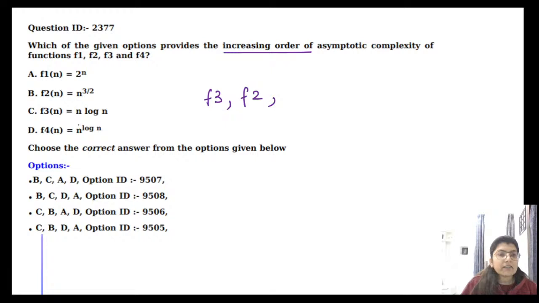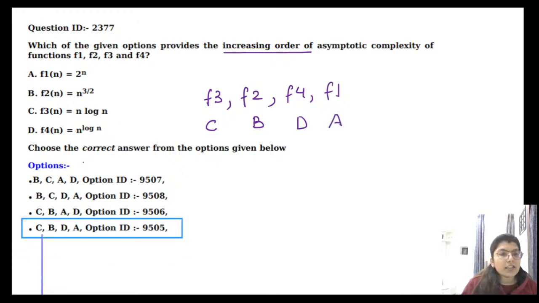में, ठीक है. Then we have either 2 raised to power n or n raised to power log n. So definitely it will be f4 and the last one will be f1. So it is C, B, D and A. So the correct answer is option number 4, C, B, D and A. Okay everyone, all those who said any other answer, I hope this is clear to you now.